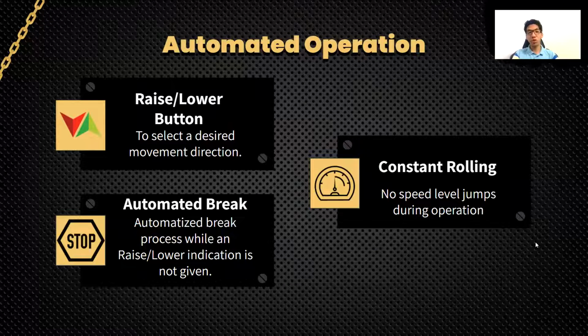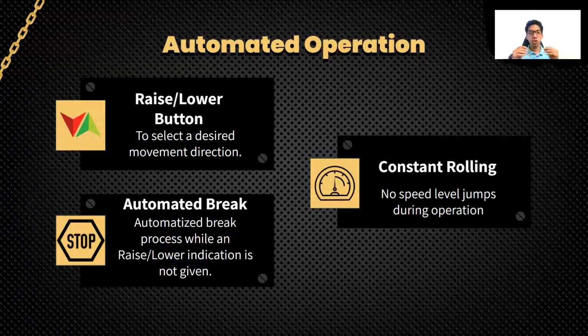About the automated operation, we will add a rise or lower button. This will be through a switch that will let the operator select the desired movement direction. We will also add a brake. This brake will function as an on-off switch, for example, and this will stop the curtain even if a rise or lower indication is given, until it returns to its own state.